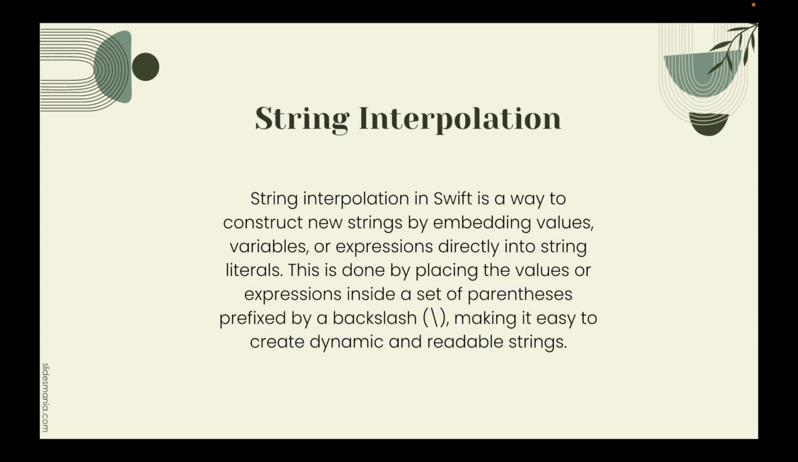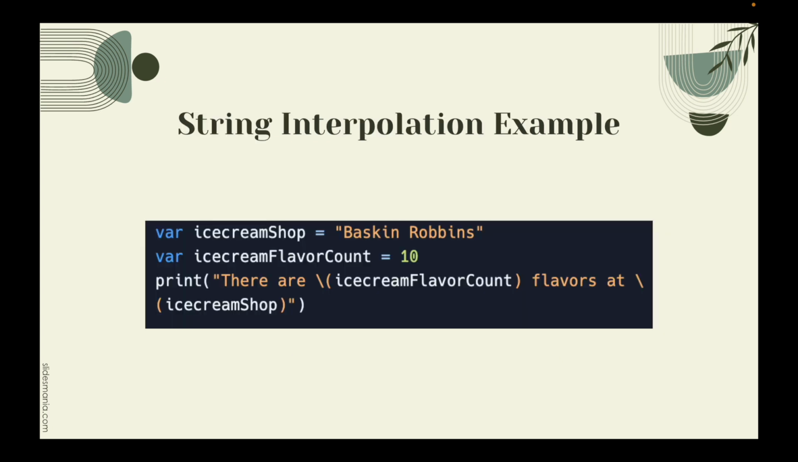Okay, so now moving on to string interpolation. So string interpolation in Swift is a way to construct new strings by embedding values, variables, or expressions directly into string literals. This is done by placing the values or expressions inside a set of parentheses prefixed by a backslash, making it easy to create dynamic and readable strings. And so you will get this more when you see this example.